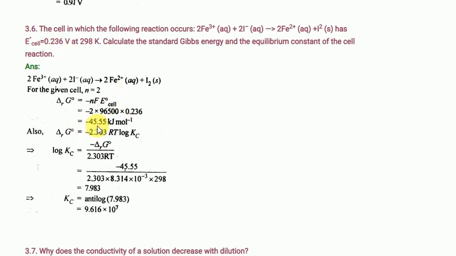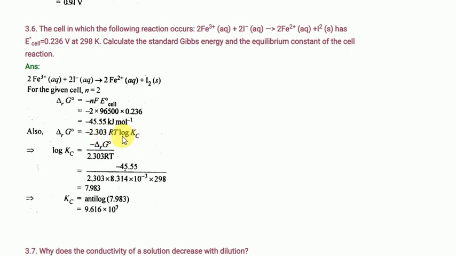Multiply, you'll get 45.55 kilojoules per mole. Next, go for the log C. What does the log C mean? Look at whether they have given any equilibrium constant; based on this value you can find it. The formula is: the standard Gibbs energy change, delta G, is equal to minus 2.303 RT log Kc.